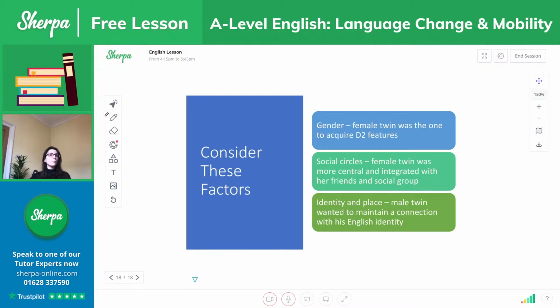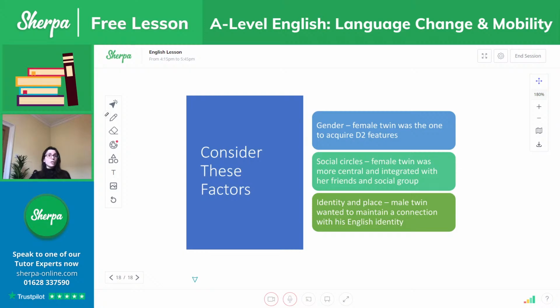Social circles, as I mentioned earlier, could likely play a part here. The female twin was much more central and integrated with her friends and her social group. And the male twin still had friends, all of whom were from Calgary, or Alberta. Calgary is in Alberta. But he wasn't as central in the group, and it wasn't as large of a social group. So socially, he wasn't as immersed with speakers of the second dialect.